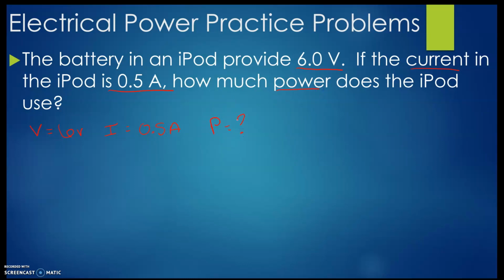Okay, so we'll use our equation where power equals current times the voltage. We'll plug in those numbers that we know. Our current is 0.5 times our voltage, which is 6. 0.5 times 6 actually gives us 3. We have to remember that the unit of power is measured in watts, or it can be measured in kilowatts. You can convert that. Okay, so 3 watts.